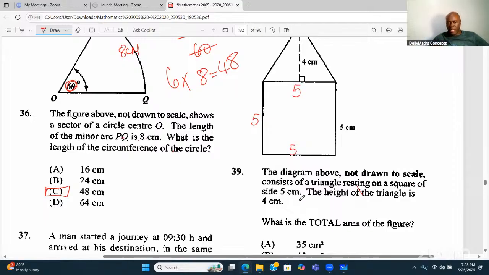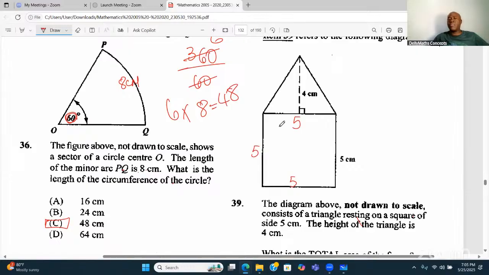All right. Then it says the height of the triangle is there. The question is the total area. So we can easily find the total here because for the square, it's going to be 5 times 5 for that part. So this is 25.